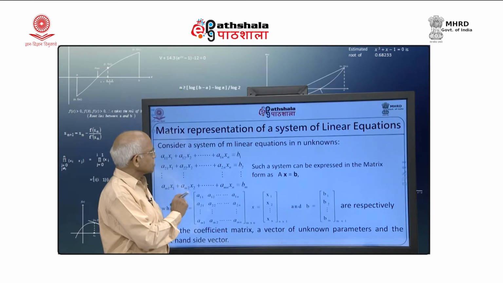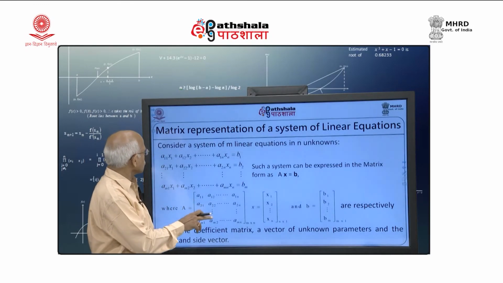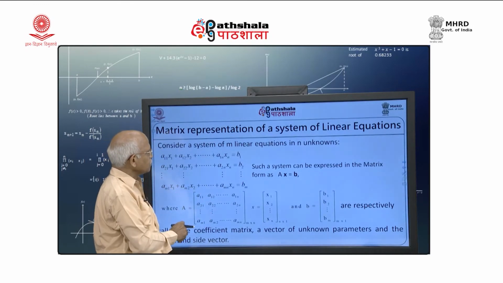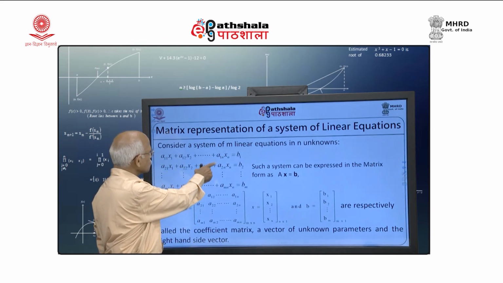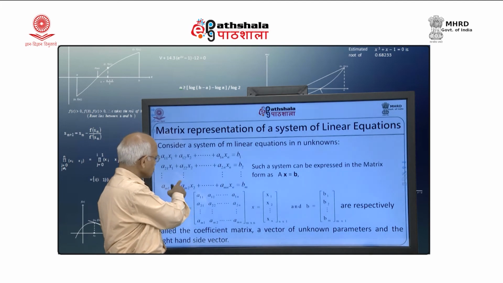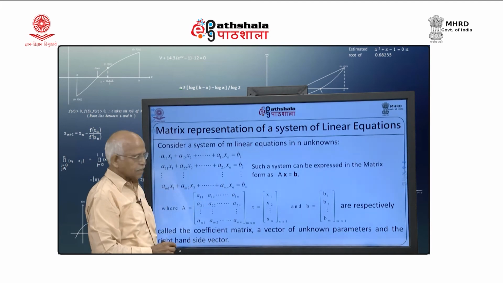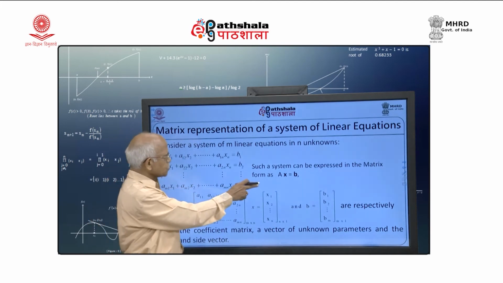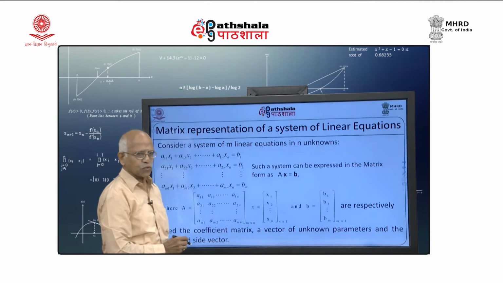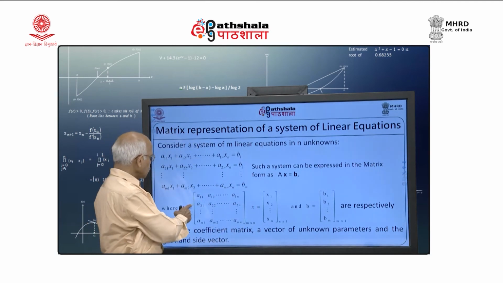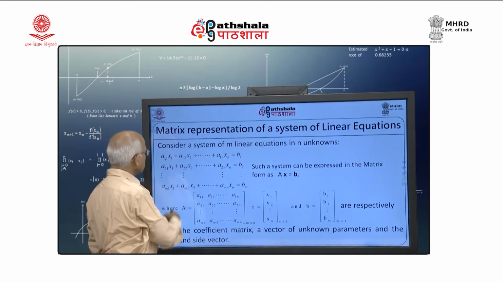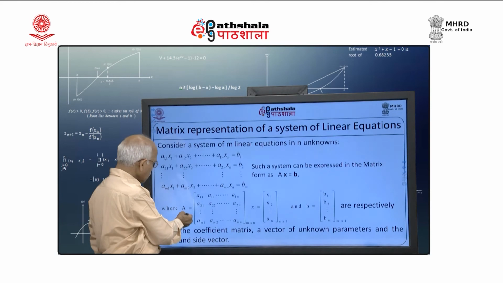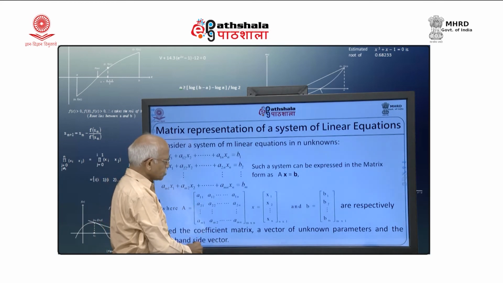So, matrix representation of the system of linear equations. Consider the system of m linear equations in n unknowns. So, this is a11 x1 plus a12 x2 plus a1n xn equal to b1 and so on and so forth. This system we have considered earlier. Such a system can be expressed in the matrix form like this, Ax equal to b, where A is your coefficient matrix given by a11, a12, and these are the coefficients that we are talking about. So, this is your coefficient matrix.